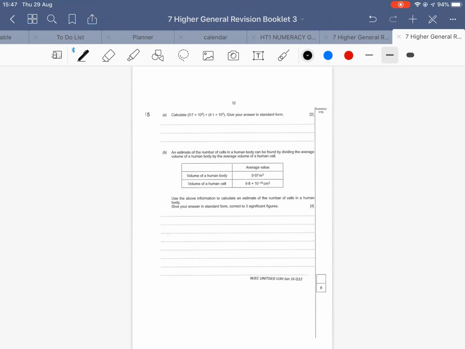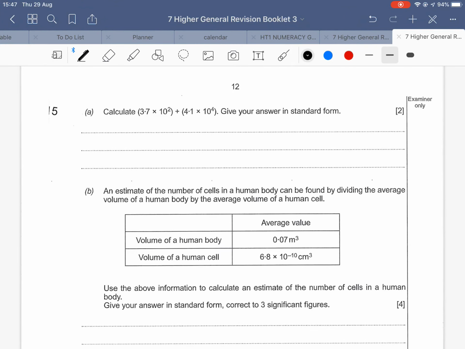Question 5? No, it's not question 5, is it? Question 15. Okay, bit of standard form. Calculate 3.7 times 10 to the power 2 plus 4.1 times 10 to the power 4. Give your answer in standard form. Now, this is on a calculator paper.